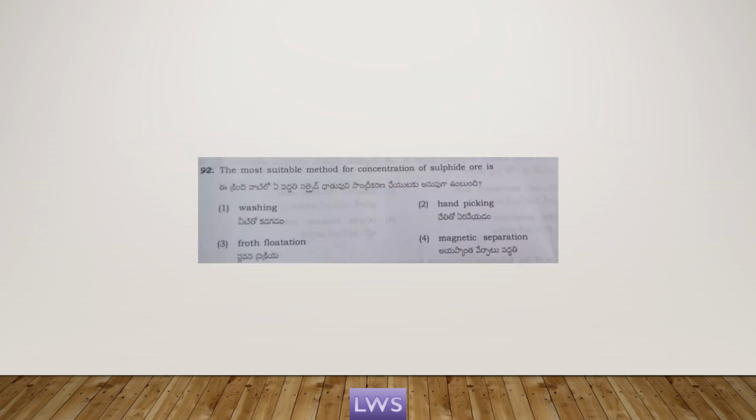Suitable method for concentration of sulfide ore: we are using the froth flotation process. So this is the method. When Ag2S is dissolved in KCN, we get the dicyanoargentate ion. So option 2 is your answer.